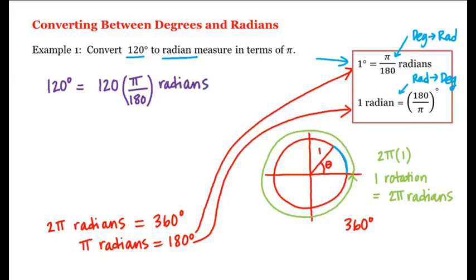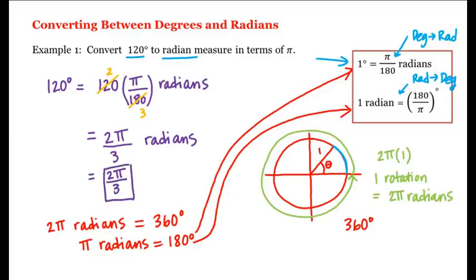And both 180 and 120 are divisible by 60, so we'll be left with a 2 here and a 3 here. That is, the radian measure of 120 degrees is 2 pi divided by 3 radians. And sometimes when we measure in radians, the word radians will be dropped and we just write 2 pi divided by 3. All right, let's see another example.